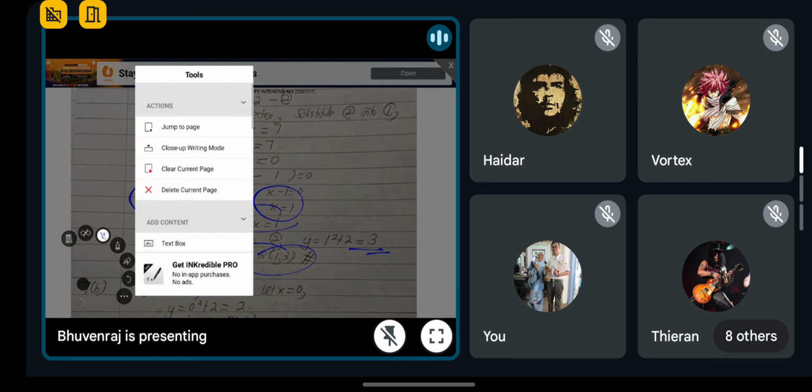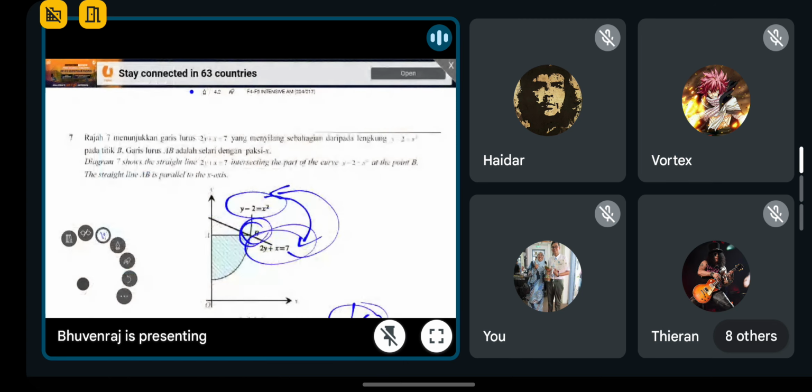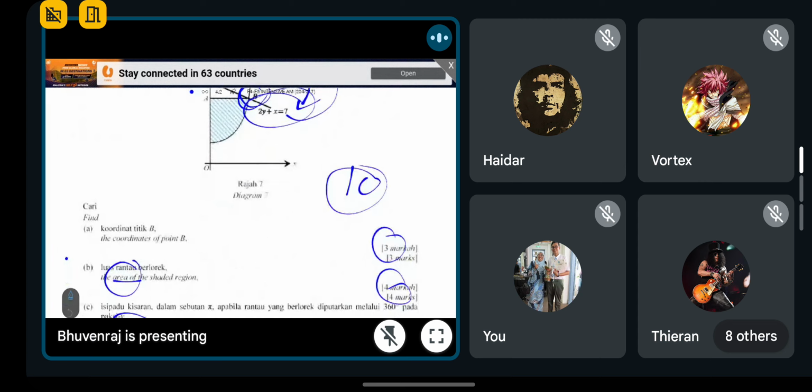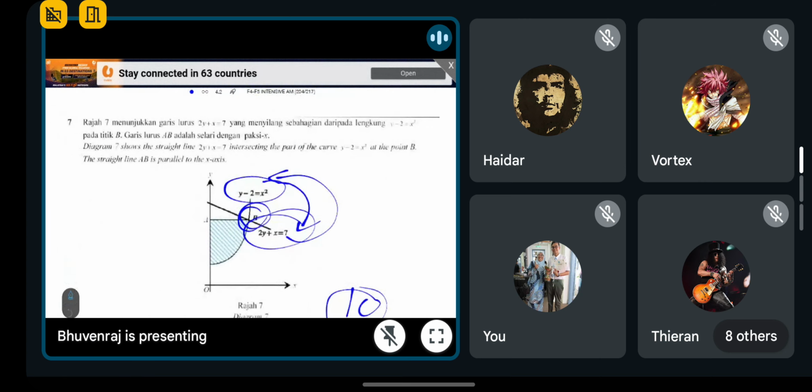Okay, so now we look to the area and volume part. This one is the integration part. Okay, so they ask area of shaded region. Okay, so guys, can you tell me what is the value here? Apa nilai kat sini? Because these are your limits now. What is your value for this one? Very good, 2.